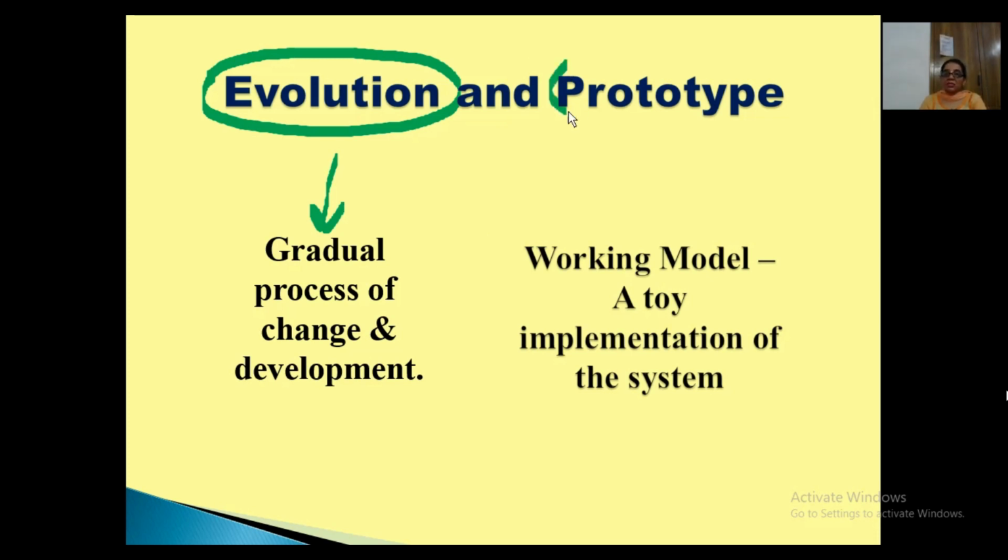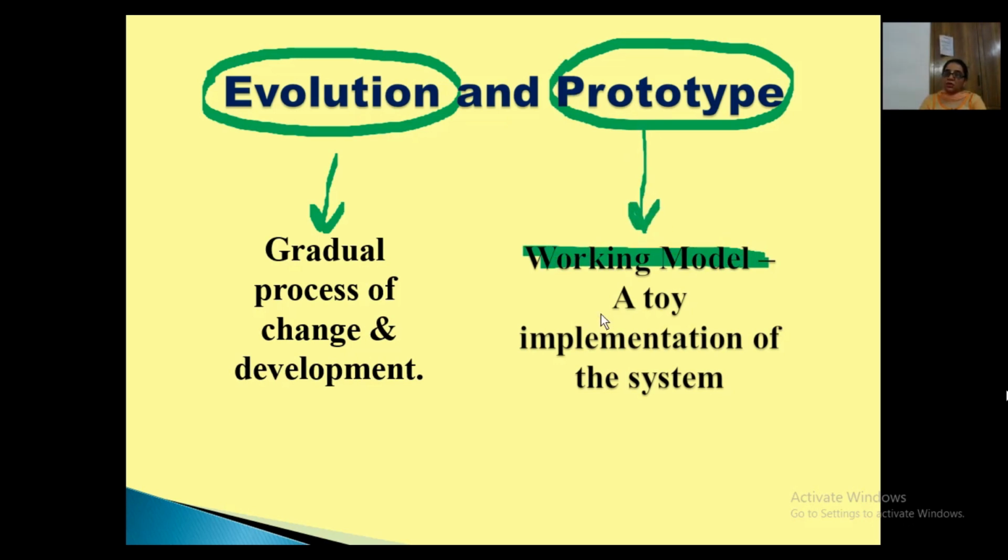Again, the second term is prototype, which is used here for prototyping. Prototype basically refers to the working model here. What is a working model? We can call it a toy implementation of a system. That is, the first prototype refers to the first toy implementation of the system. You can see a few of its functions, you can review it, and obviously look for gradual and better changes and development through the evolution. Right? So here evolution and prototype, both these terms are very important.